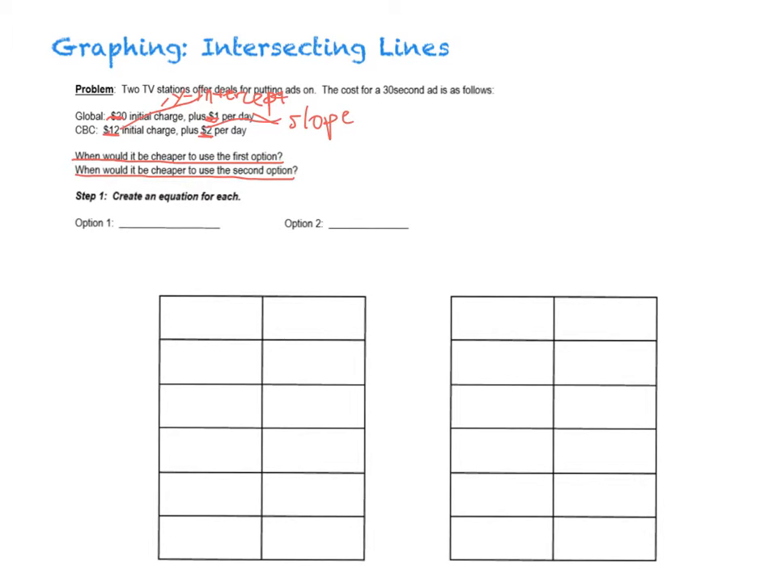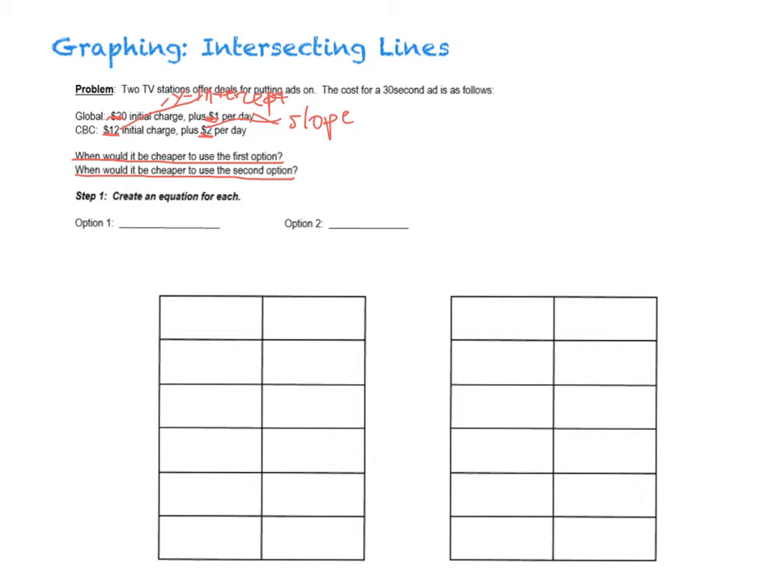We would box those words because they let us know which one's the y-intercept and which one's the slope. Initial charge means it's the y-intercept. It's going to be the value of y when x equals 0. And we know that $1 per day is the slope because that's how much it's going to be going up by each time. Each day, I should say.